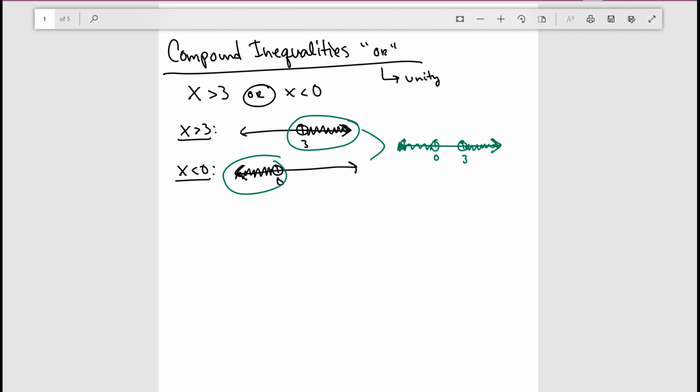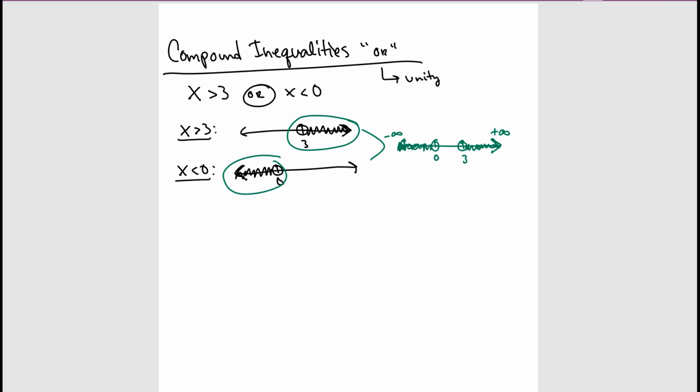Now, what does this look like? How am I going to write this? Well, the way that we're going to write this is the following way. We know that over here we have negative infinity, and over here we have positive infinity. So we're first going to start with the first one, negative infinity all the way to 0, not included. Then we have the other thing, 3 all the way to infinity, not included.